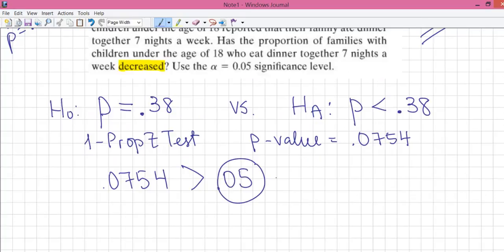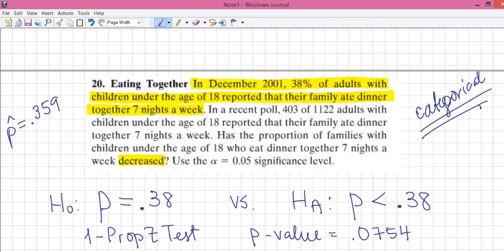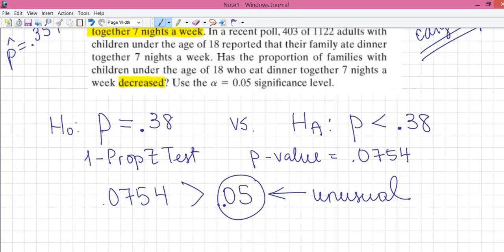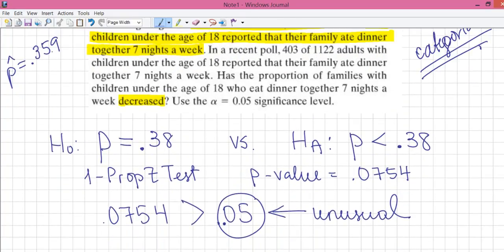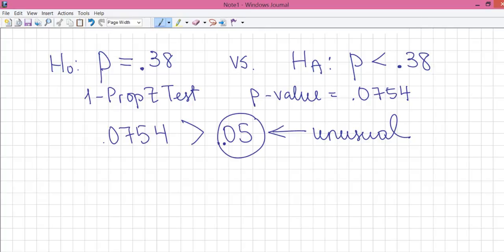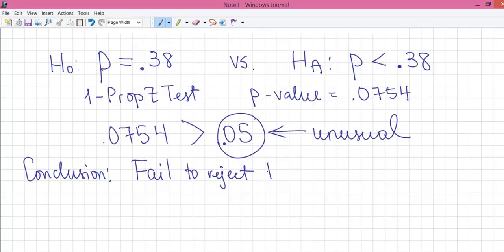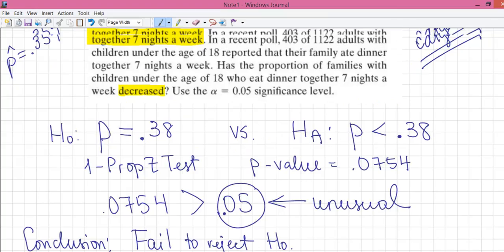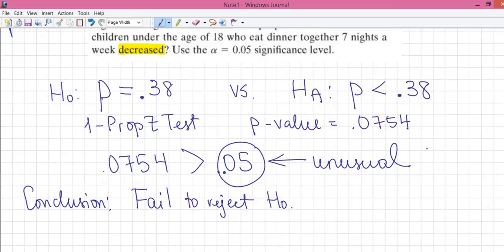Think about this way. This would be unusual, right? We say that 5% chance it's unusual. If this is greater than this, then this is not very unusual. So that means this evidence is not very strong. Yes, 0.359 is less than 0.38, but it's not significantly less. That means what? What's the conclusion? Here's your conclusion. We fail to reject H naught. We do not reject H naught. Because the evidence is not sufficient.